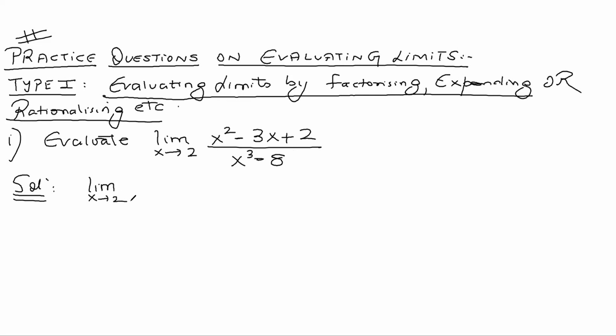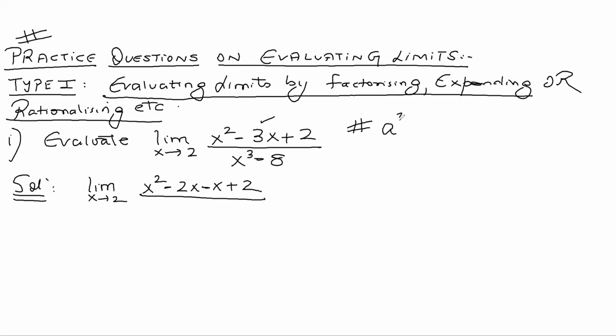If you look, the numerator is a quadratic function. I can do the middle term splitting. I hope students are familiar with that method. I need to split in such a way so that the sum is -3 and the product is 2. So I can do it like this: -2 and -1 make it -3, and -2 into -1 make it 2, upon, guys, x cube minus 8.